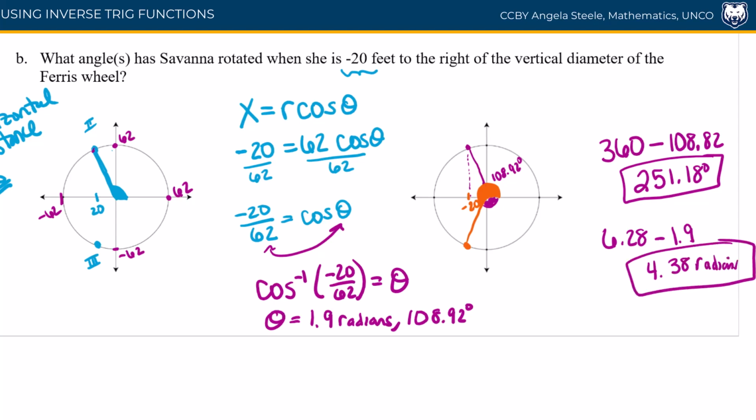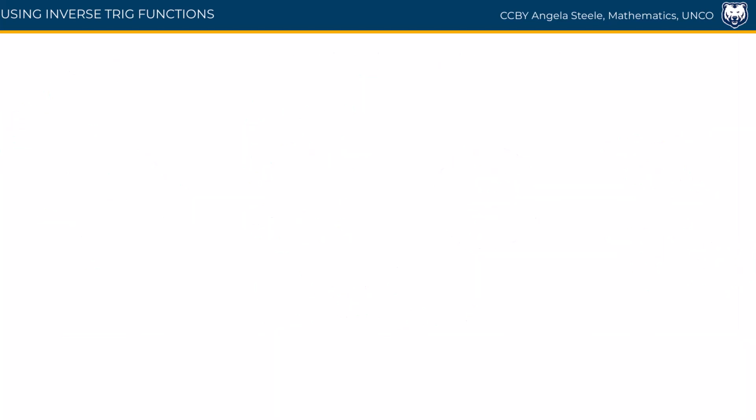And so these two solutions give us the second angle when Savannah is 20 feet to the left of the vertical diameter. All right, that is it for this video. We will do a few more examples in the next video.